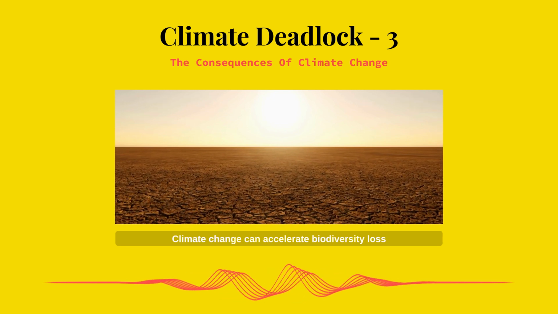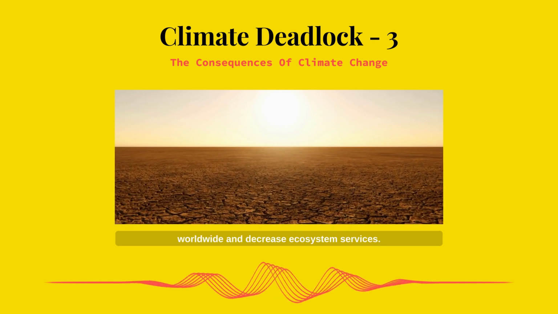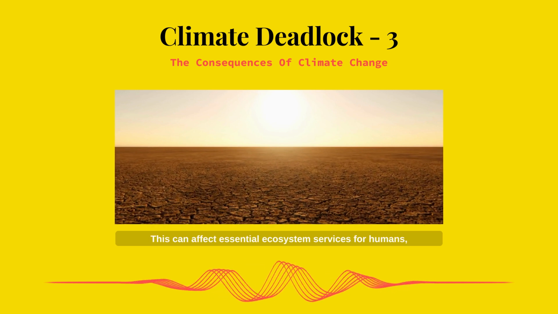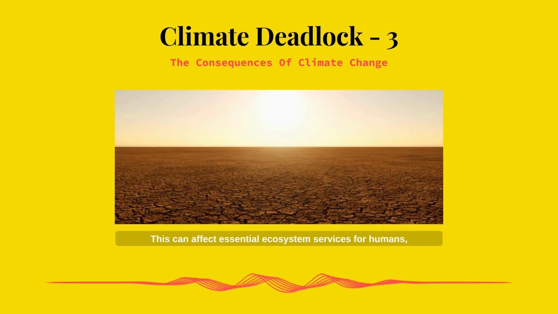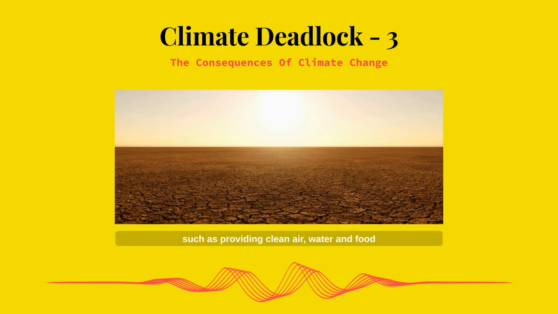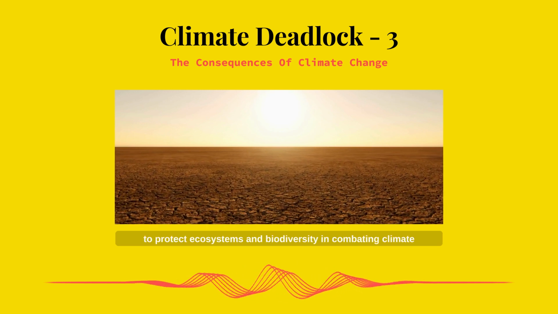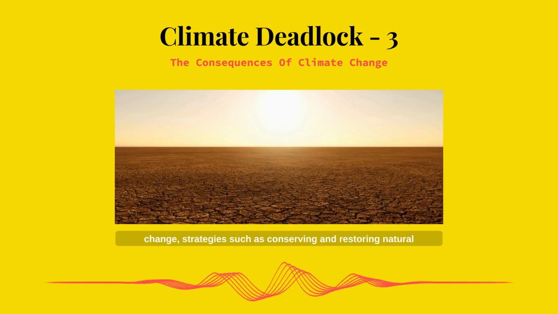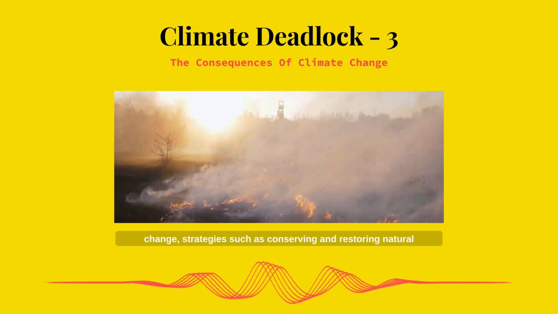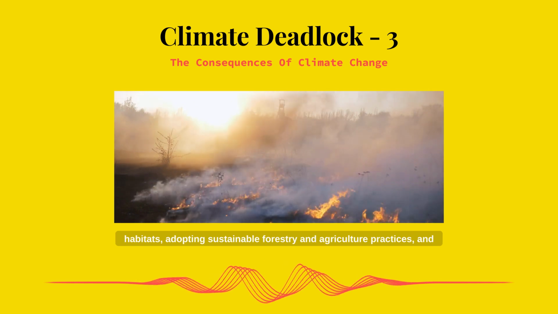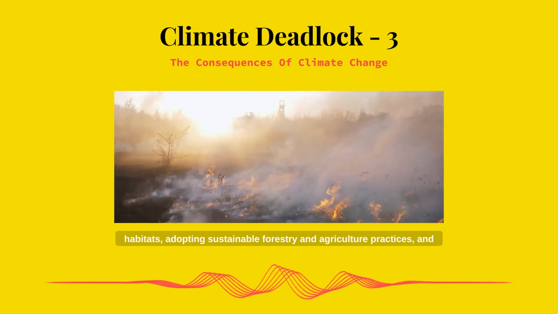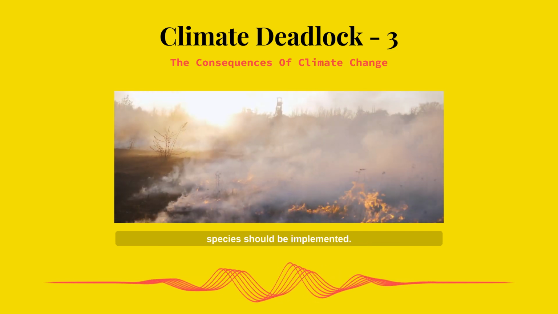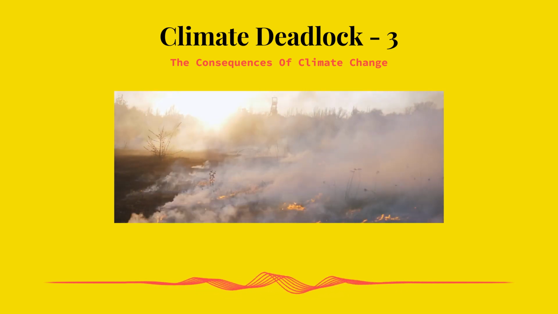Climate change can accelerate biodiversity loss worldwide and decrease ecosystem services. This can affect essential ecosystem services for humans, such as providing clean air, water, and food. To protect ecosystems and biodiversity in combating climate change, strategies such as conserving and restoring natural habitats, adopting sustainable forestry and agriculture practices, and developing policies focused on the protection of local species should be implemented.